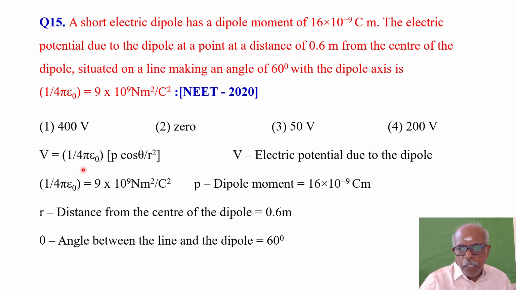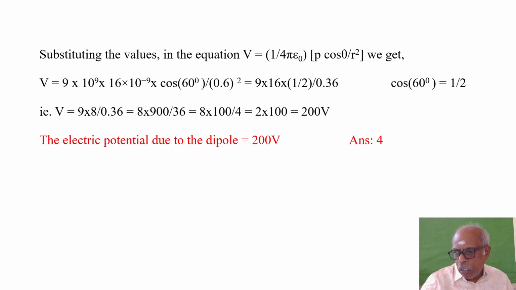1 by 4 pi epsilon naught, its value has been given as 9 into 10 power plus 9 Newton meter square per coulomb square. P is the dipole moment, 16 into 10 power minus 9 coulomb meter. R is the distance from the center of the dipole, that is 0.6 meter. Theta, the angle between the line and the axis of the dipole, is 60 degree. So all these values have been given, and you can easily find the value of capital V.